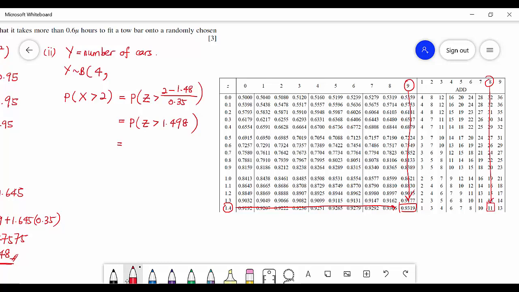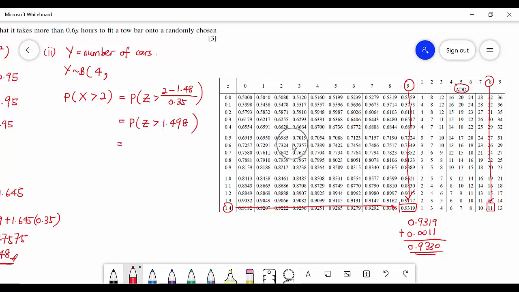Okay, so which means you need to take 0.9319 plus 0.0011. Okay, you have to add them together because this is add, alright? Okay, then if you add them together, what is the answer that you get from here? You'll get 0.9330. Okay, so come back to our solution here, because they are asking for greater than, right?